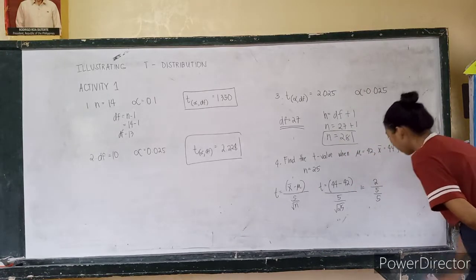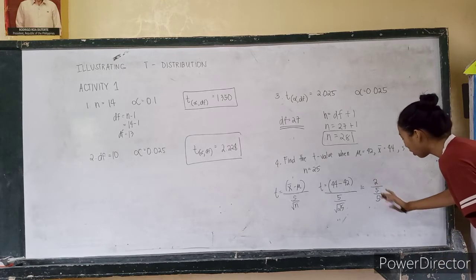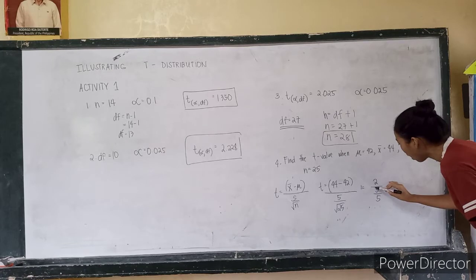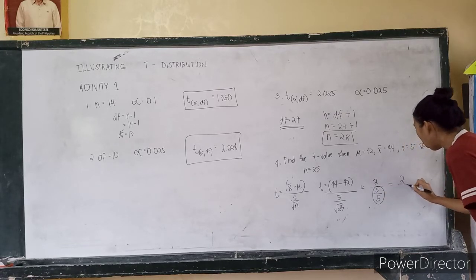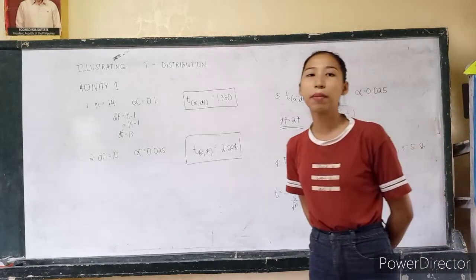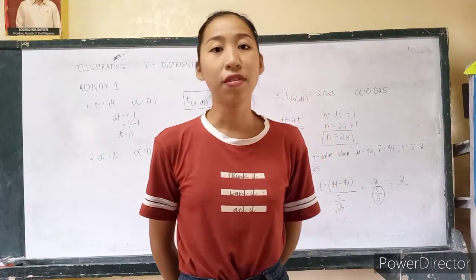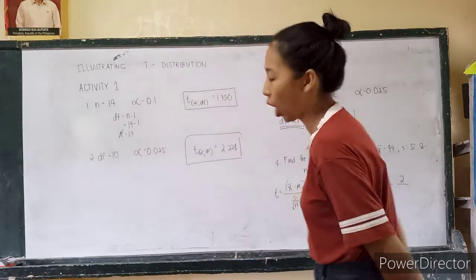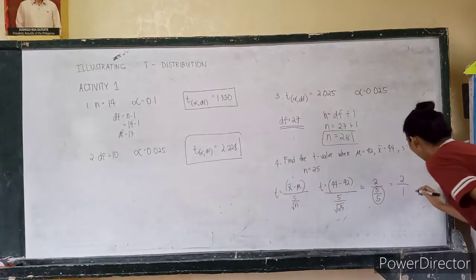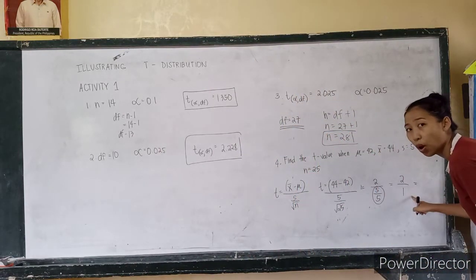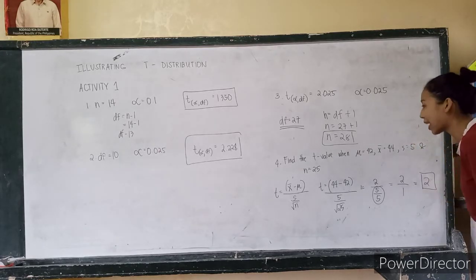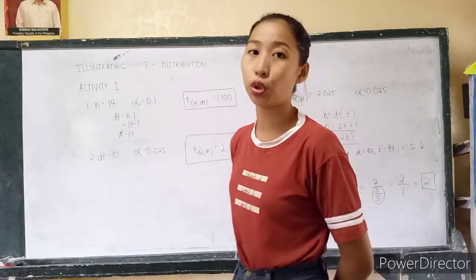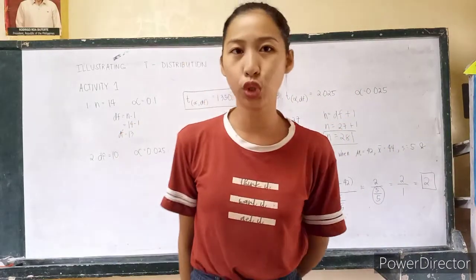Is it complicated? Let us simplify this. 2 over 5 over 5. What is 5 over 5? Divide 5 by 5, and that is equal to 1. Okay, we're almost done. Therefore, 2 over 1, or 2 divided by 1, of course, is equal to 2. Therefore, our t is equal to 2. Your t value is equal to 2.